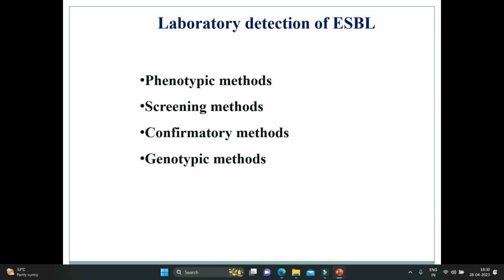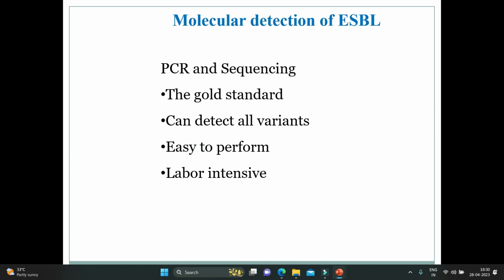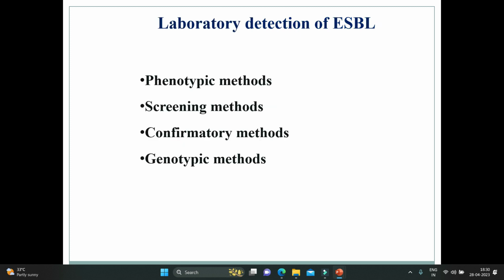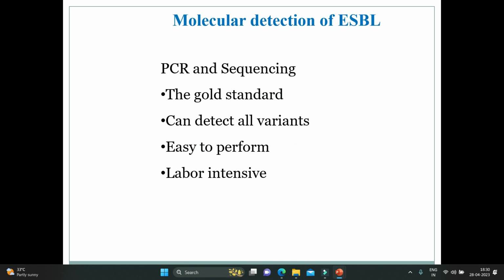What kind of laboratory diagnosis can we use for ESBL infection? The phenotypic method, screening method, confirmatory method, and genotypic method. But out of these, PCR and the genotypic method are the most widely used because it's a gold standard method, can detect all variants, and is easy to perform and less labor intensive.